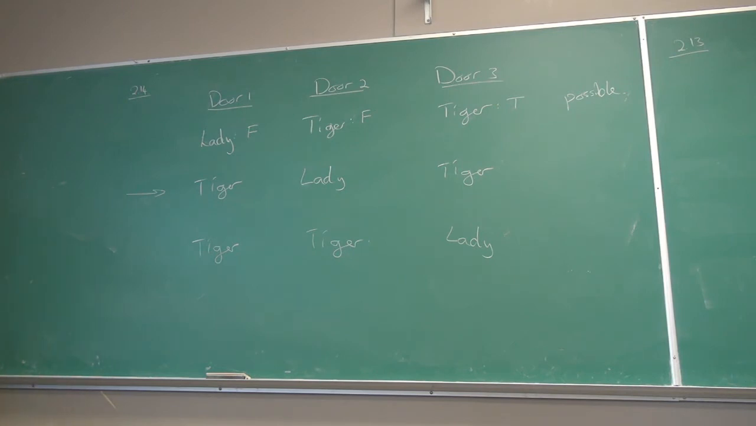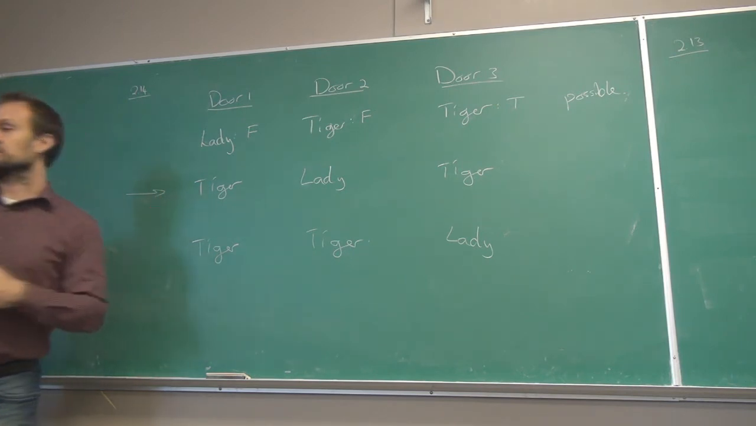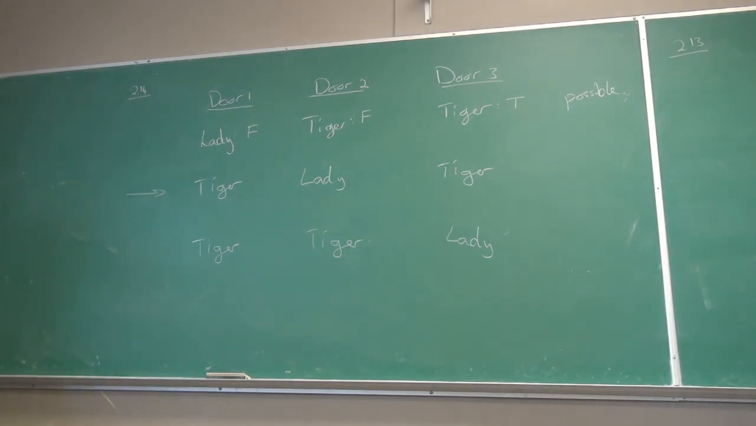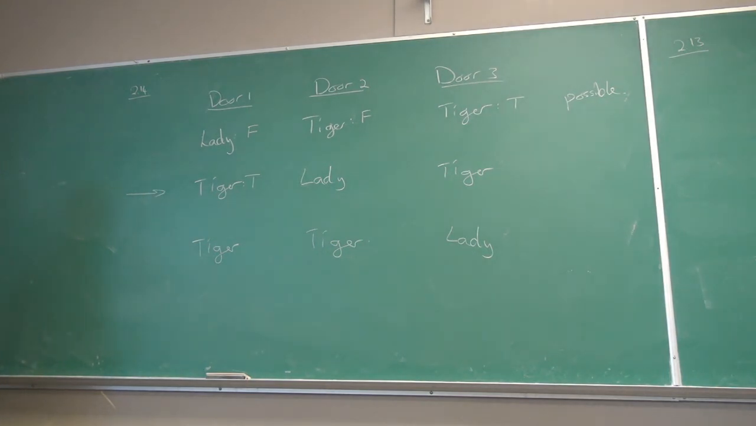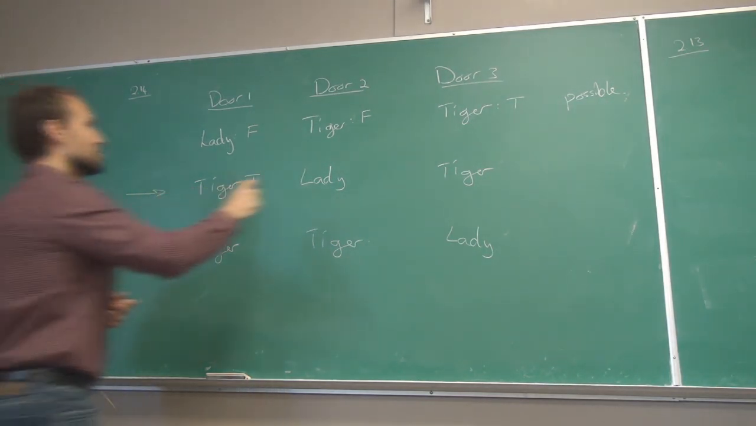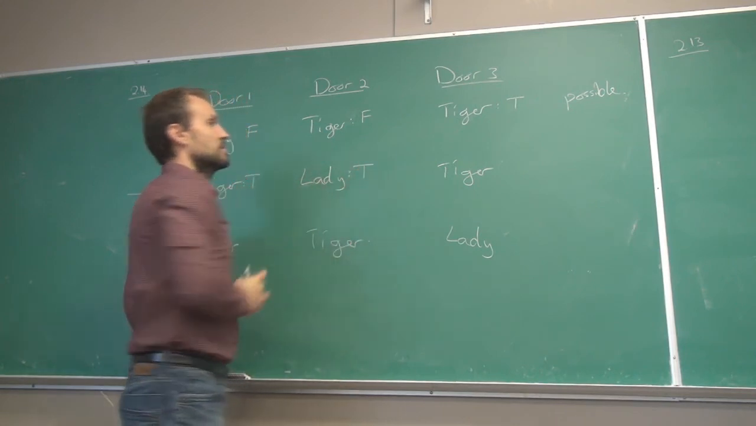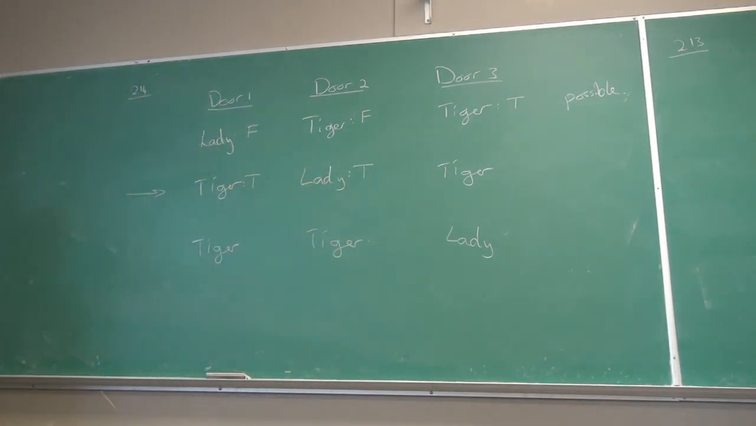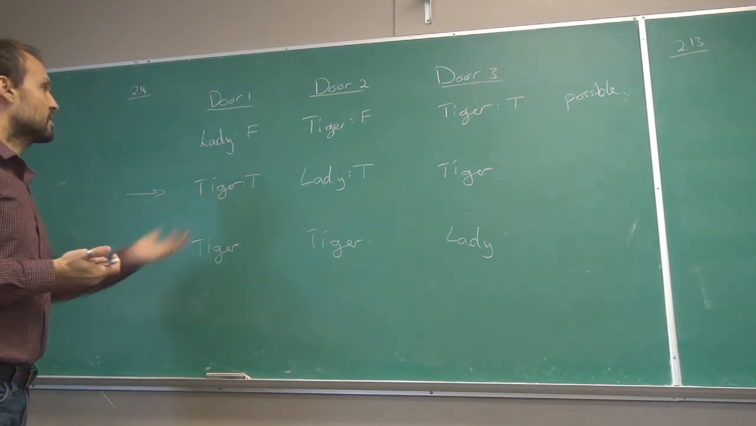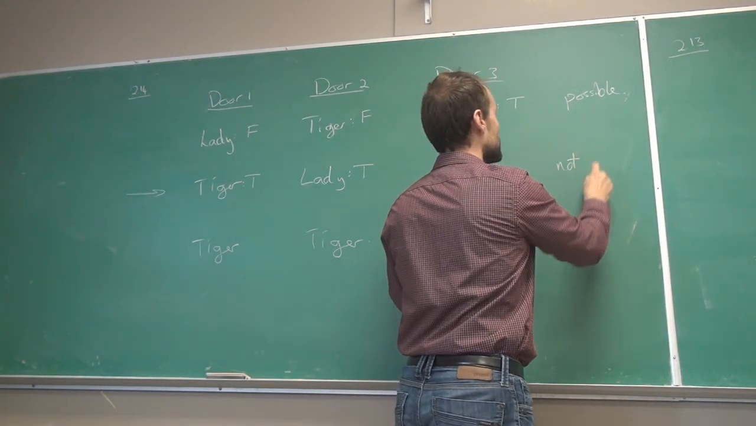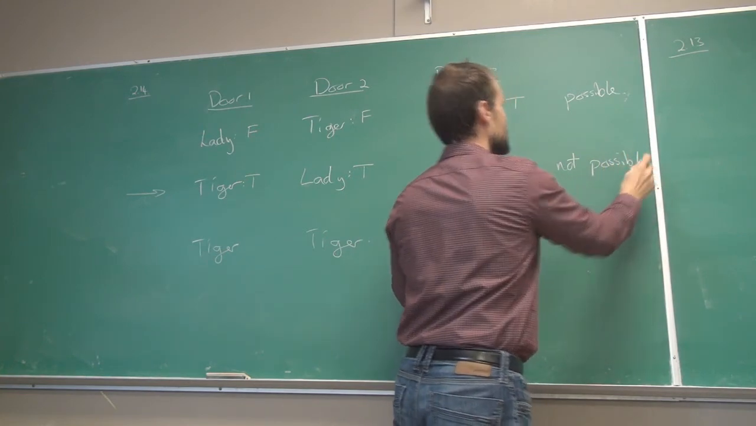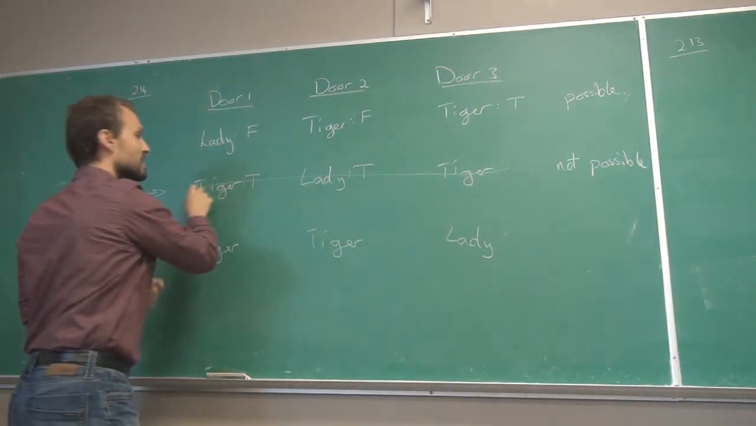Since that is our last lady tiger example, we're going to do the other 2 as well. Tiger, lady, tiger. Door 1 says a tiger is in this room. True. Door 2 says a lady is in this room. True. What do you want to do next? Move on. Why? I already have 2 truths, and I can have 1 or less. So it really doesn't matter what door 3 is saying. This is already not possible. I already have 2 truths.